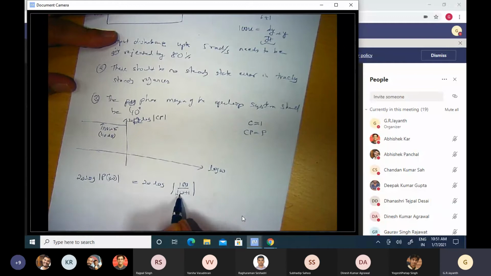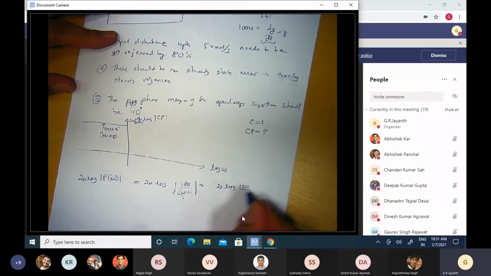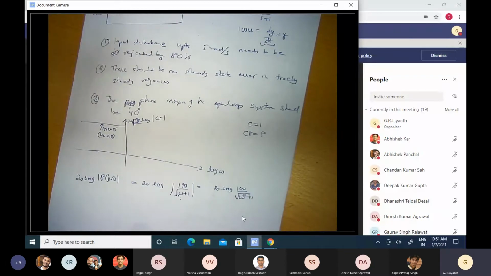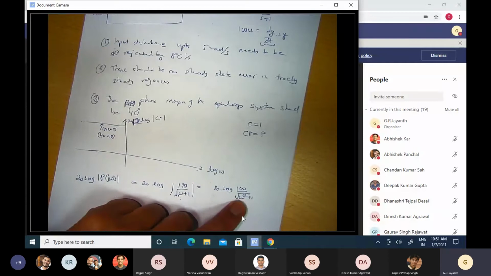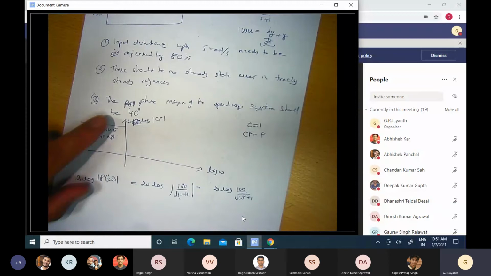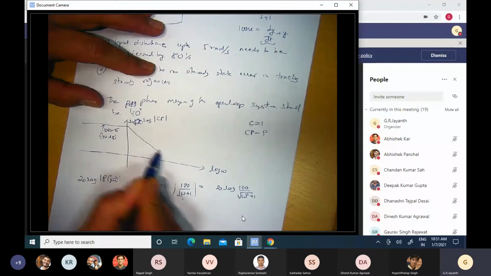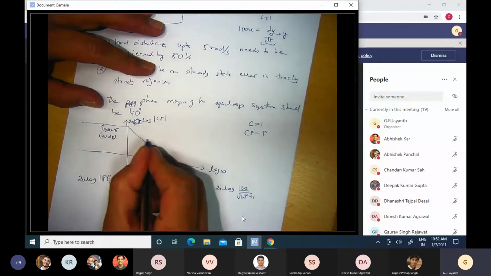Because this is 20 log of 100 divided by square root of omega square plus 1. As omega becomes much larger than 1, this omega square plus 1 will roughly be equal to omega square itself. So this 20 log of 100 by square root of omega square will be 20 log of 100 by omega, which is 20 log of 100 minus 20 log of omega. So this is going to be a straight line with a slope of minus 20 decibels per decade.